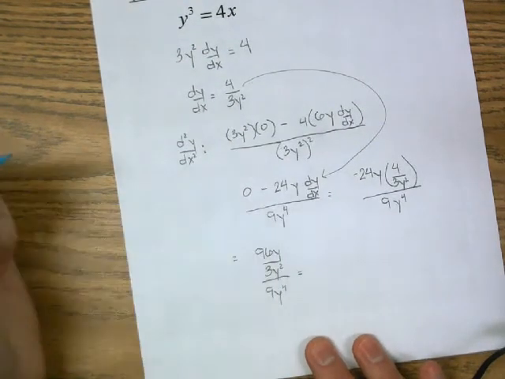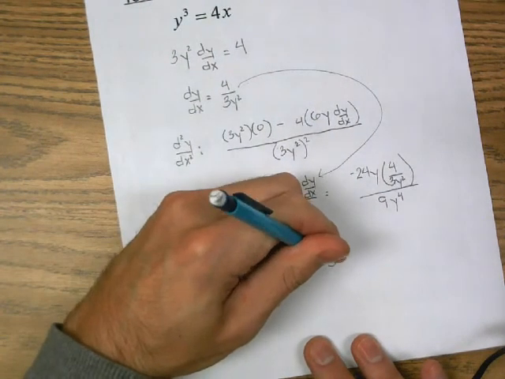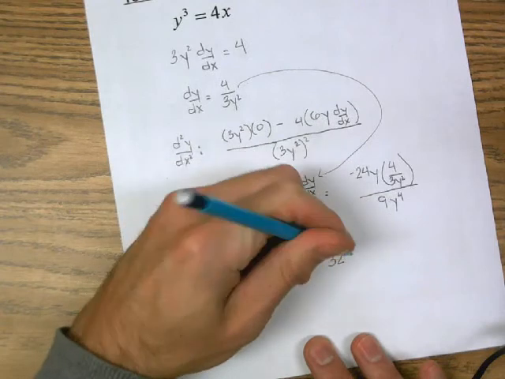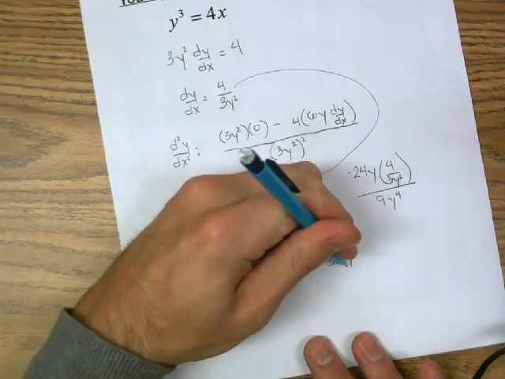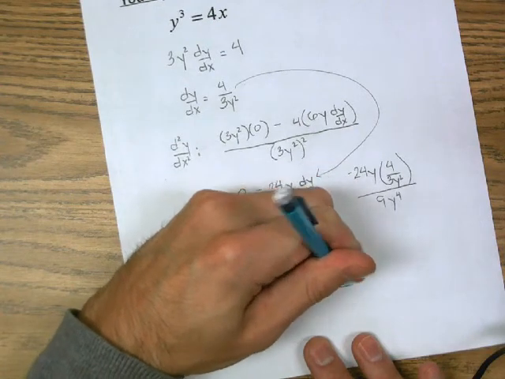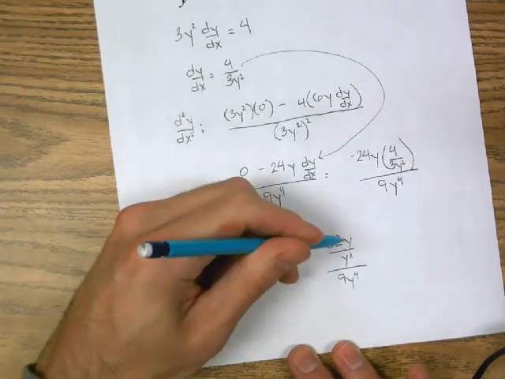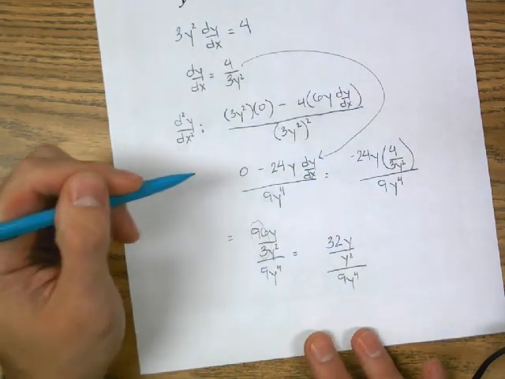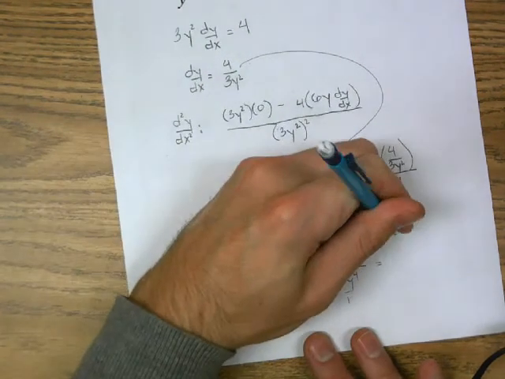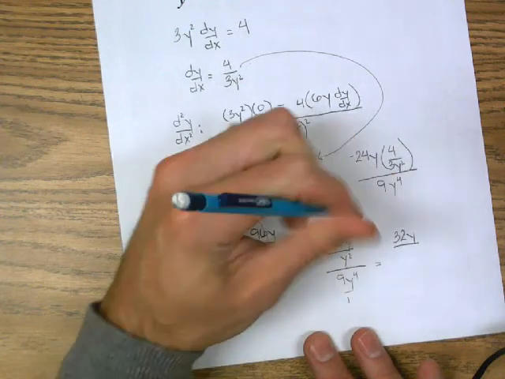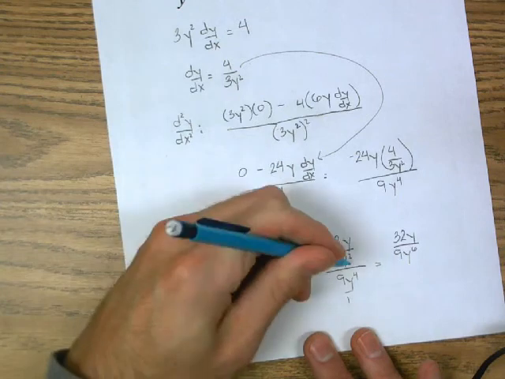Okay, we can divide. Obviously we'll get a nice clean number. If we divide 96 by 3, it would actually be 32. Let's just take it one step at a time here. This would be 32y over y squared over 9y to the fourth. All I did was divide 96 by 3, kept my y squared. And now really all we have to do here is, if I multiply by the reciprocal, I'd have 32y over 9y to the sixth.